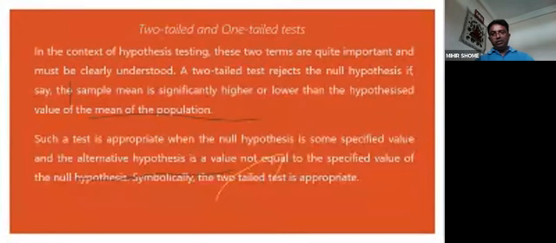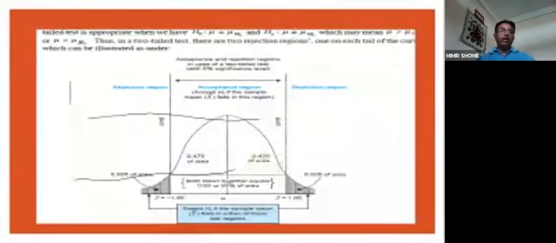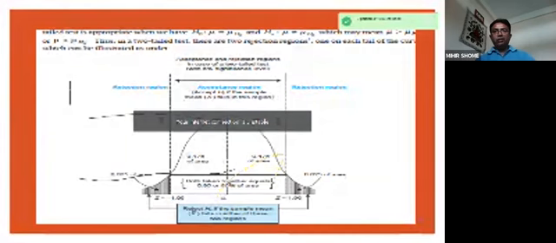Symbolically, the two-tailed test is appropriate when we have H0 equal to H0 and HA not equal to H0, which means a null hypothesis. Thus, in a two-tailed test, there are two rejection regions, one on each tail of the curve, which can be illustrated as under.